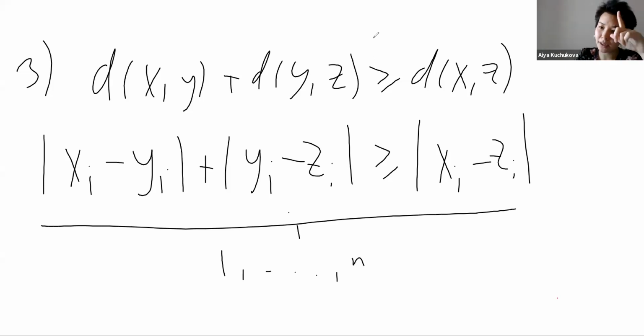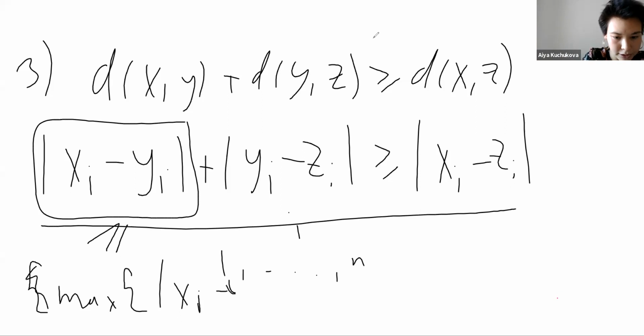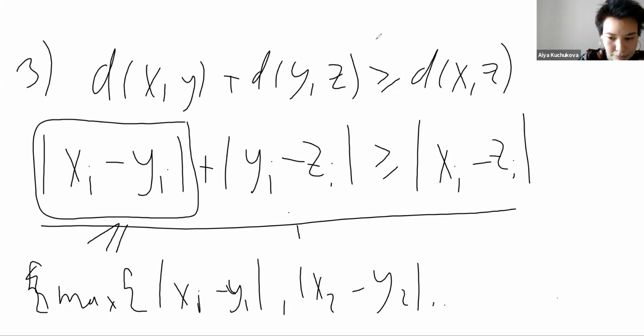And so let's notice that this thing would always be less than or equal to the max of |x1 - y1|, |x2 - y2|, and so on. Sorry, let me erase it. Does everybody understand why? Okay, do you understand?